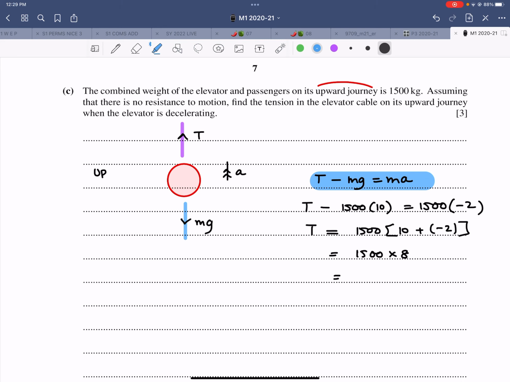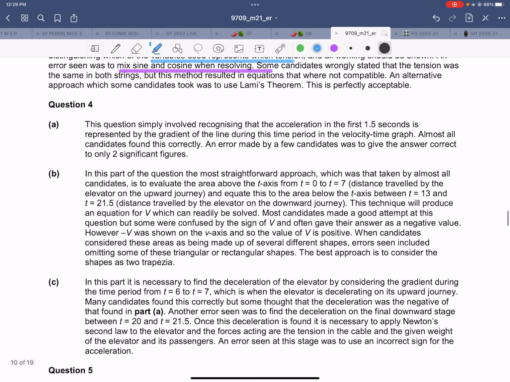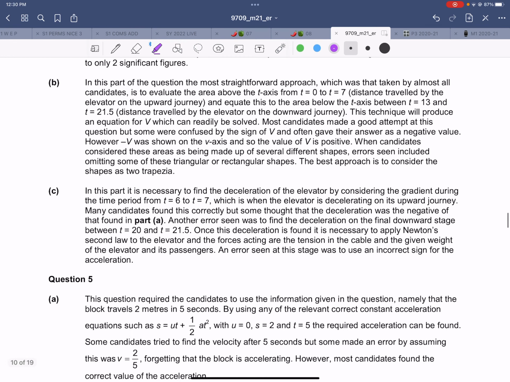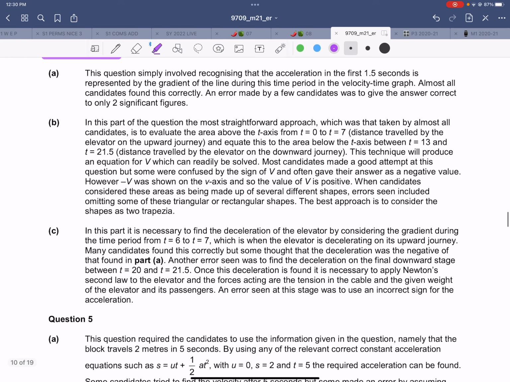Let's have a look. This is question number 4. So now question number 4 says, the question simply involved recognizing that the acceleration in the first 1.5 second is represented by the gradient. I mean, that's the first part, ignore it. No, wait a minute. An error made was to give the answer correct only to 2 significant figures. That's why I give the answer in fractions.